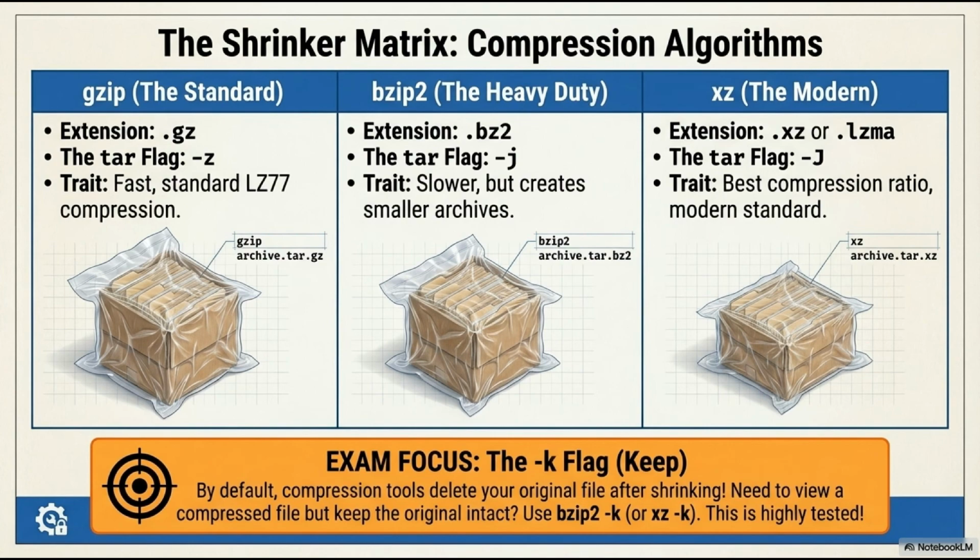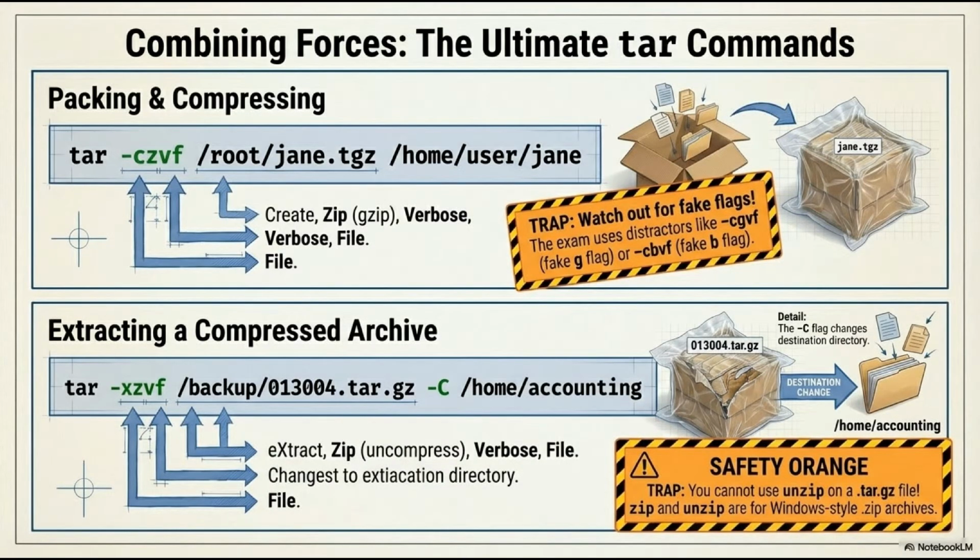If you want to keep the original file intact while generating the compressed version, you must explicitly demand it using the -k flag. Like bzip2 -k. Exactly. That specific behavior trips people up constantly. Let's bring these pieces together on slide 5, titled Combining Forces, the Ultimate tar commands. The top half shows packing and shrinking in one fluid motion.